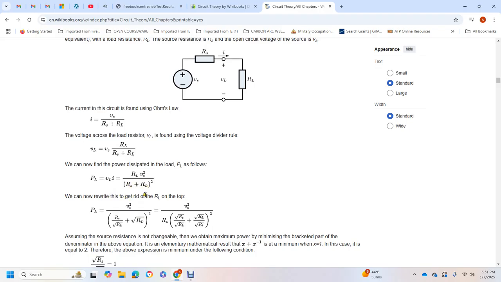We can now rewrite this to get rid of R_L on the top. P_L equals V_S squared over R_S times the square root of R_S over the square root of R_L, plus the square root of R_L over the square root of R_S, all squared.